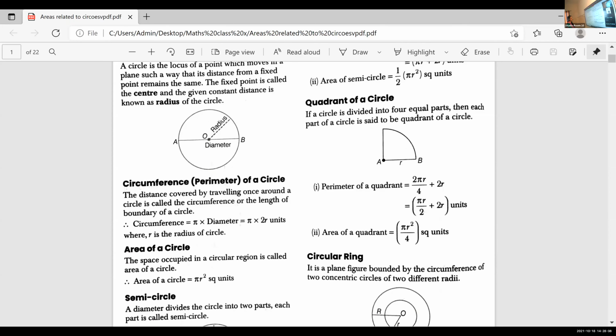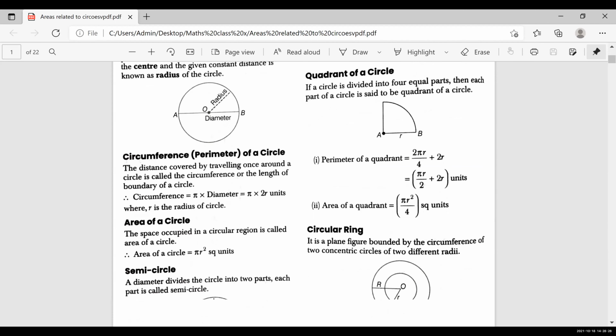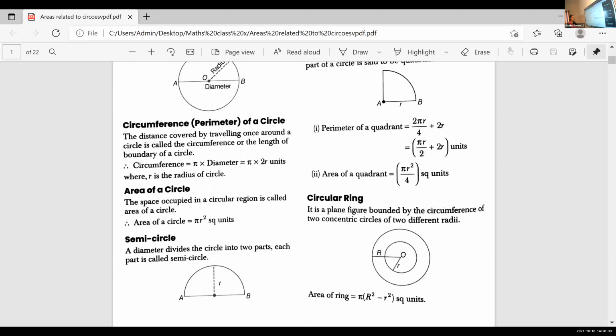What about the circumference of a circle? Circumference of a circle, or perimeter, what is the formula? Rosabi, circumference of a circle is? Circumference, it is not area. It is 2 pi r. And area of the circle is pi r square.